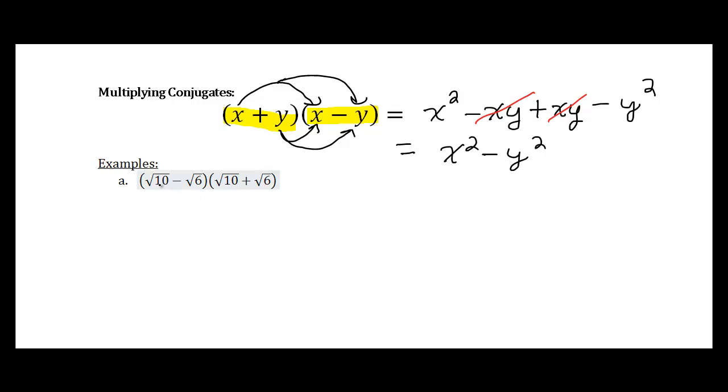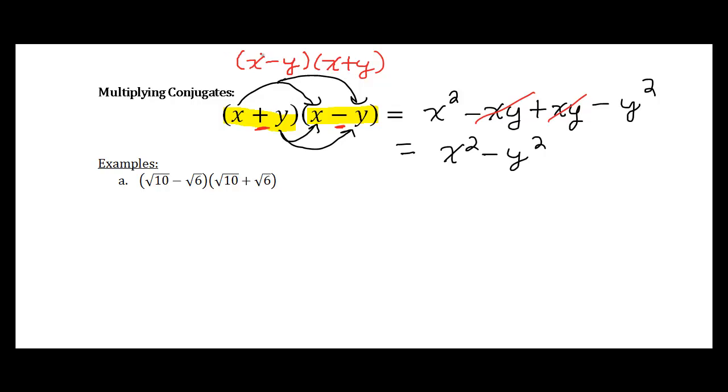Let's look at an example. In this example, I have the square root of 10 minus the square root of 6 times the square root of 10 plus the square root of 6. Now, these are conjugates, and I'm multiplying these conjugates. Note, I want to make a special note here. When I multiply, notice I have the plus first and the minus second. The same thing is going to happen if I have x minus y times x plus y, because with multiplication, the order doesn't matter.